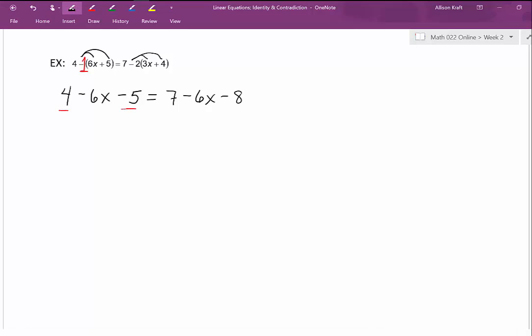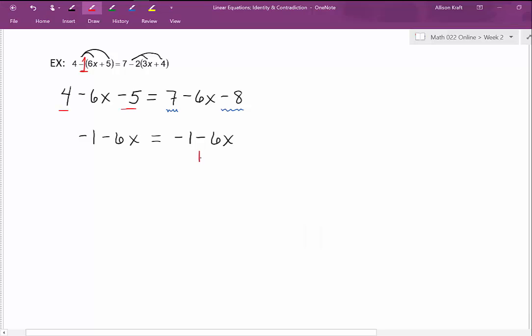We have like terms on each side of the equal sign to combine. These can be combined to give us -1 minus 6x. And on the right side, I can again combine my constant terms. That gives me -1 minus 6x. I need to move all of my variable terms to one side and all my constant terms to the opposite side. I'm going to move my variable terms first. The coefficients are the same, so I'm just going to make a choice. I'm going to choose to move my variable terms to the left side.